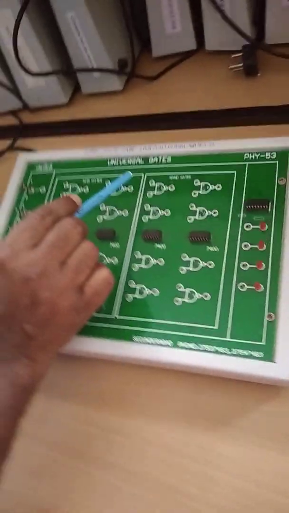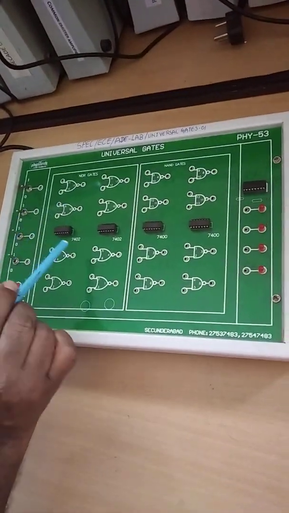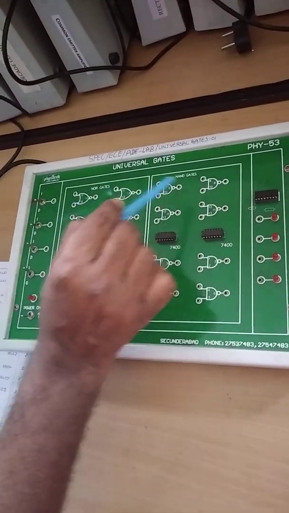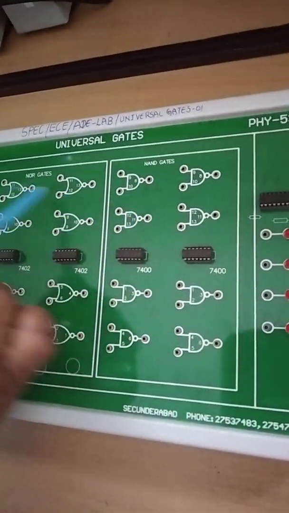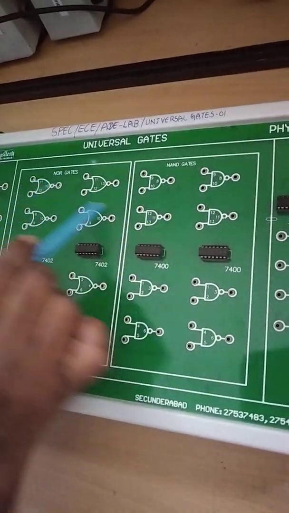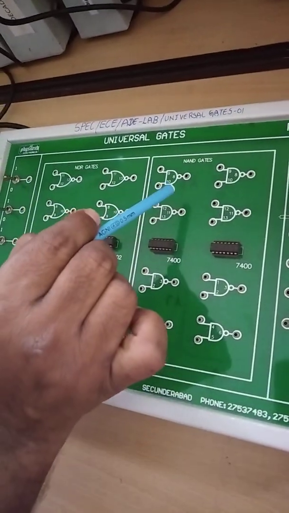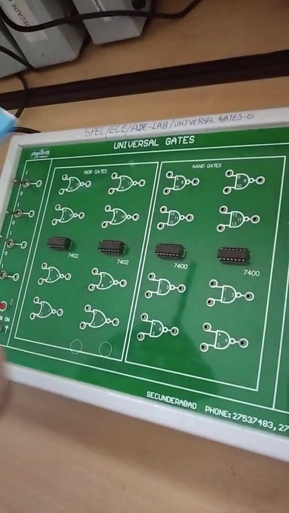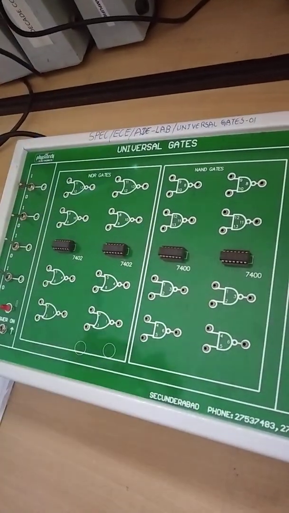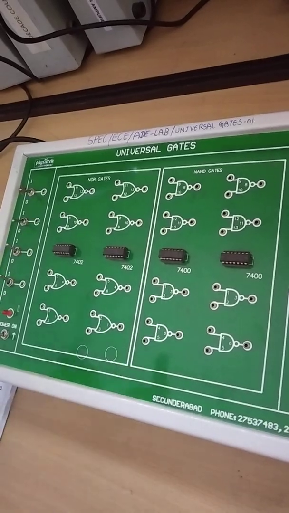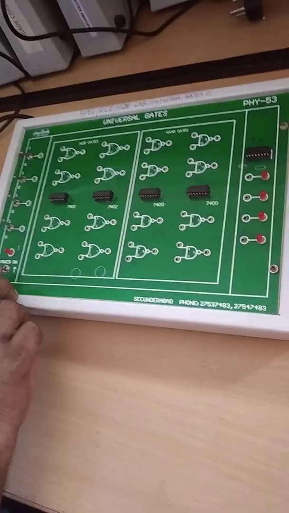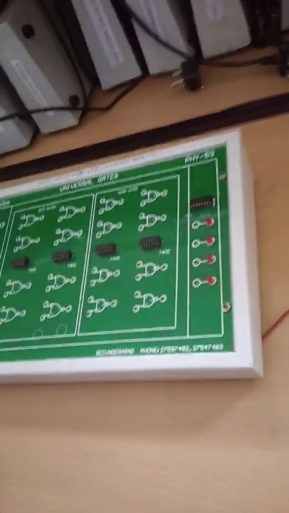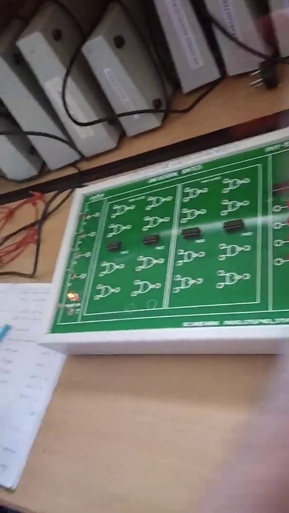This is the kit of the universal gates. Please all of you see this diagram. The NOR gate and NAND gate, these two are called the universal gates. Using these universal gates, you will implement the AND gate, OR gate, NOT gate. Let us see. Now I am switching off the kit. Now the kit is on. All of you see the connections.